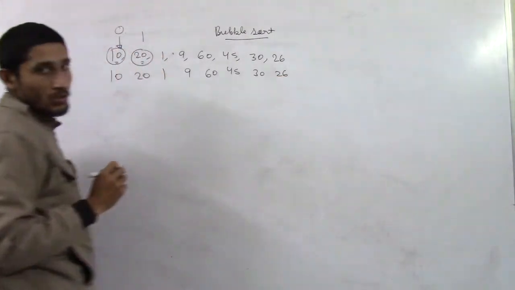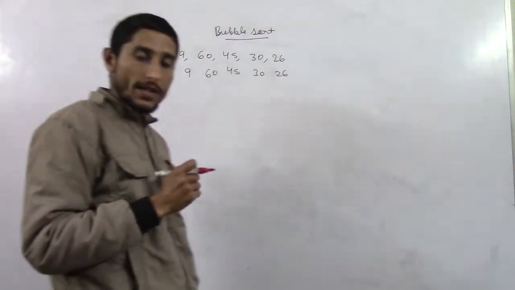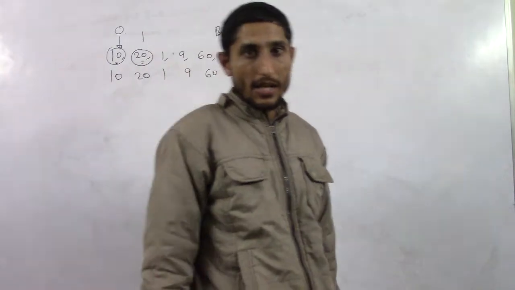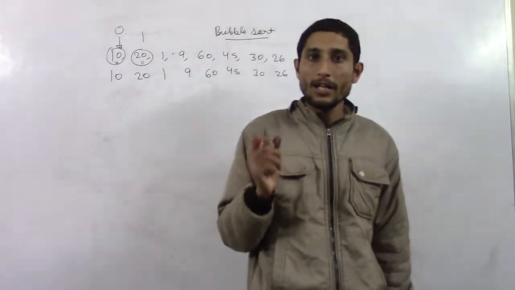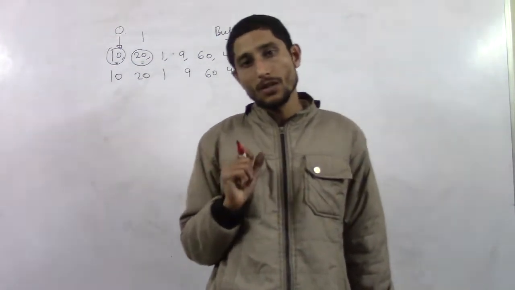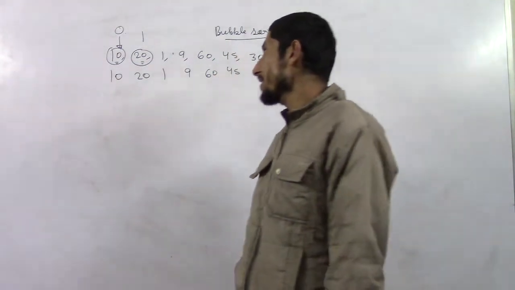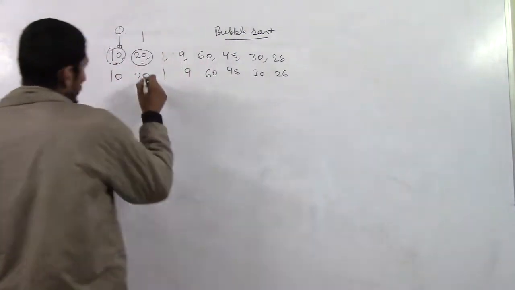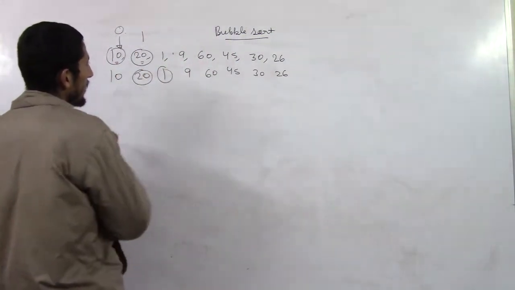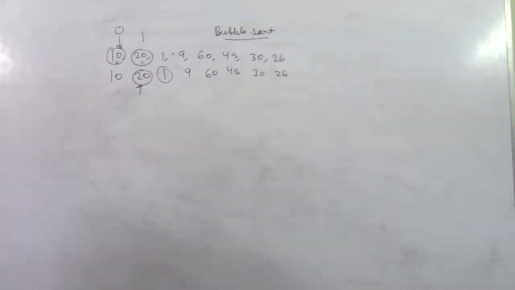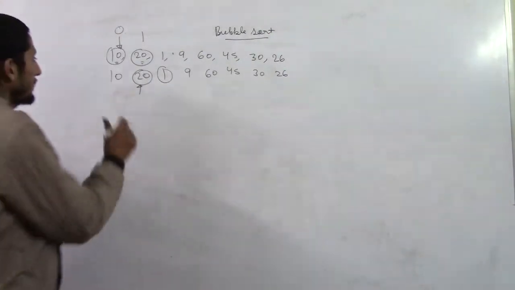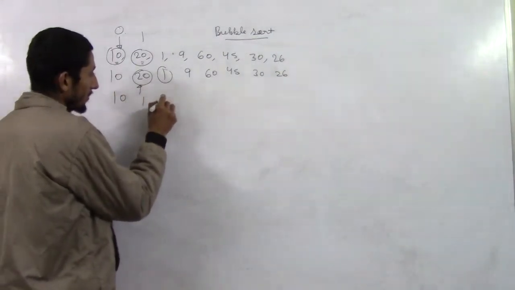Then I will increase the pointer. Last time the value of the pointer was 0 according to programming, and according to the algorithm it was 1. So I will increase the pointer, and now I will compare 20 and 1. Are you following this? I will increase the pointer like this. I will compare 20 and 1, and the moment I know that 20 is greater and 1 is smaller, what I will do? I will swap the values. So it becomes like this.